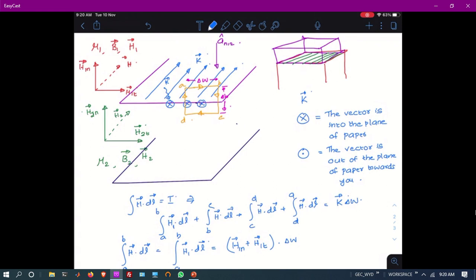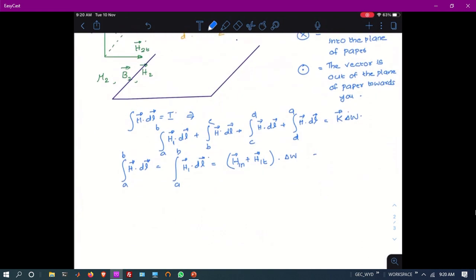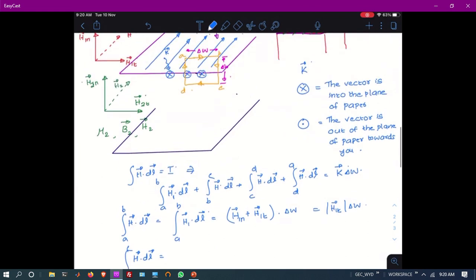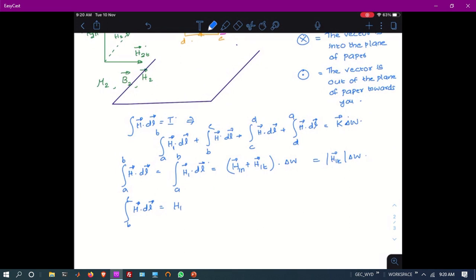Okay, because both are tangential components. Fine. So I can write this as the magnitude of H1t multiplied by delta W. Similarly, I can write the integral from B to C of H dot dl. From B to C you have two versions. One is H1n multiplied by delta h by 2, plus H2n multiplied by delta h by 2.